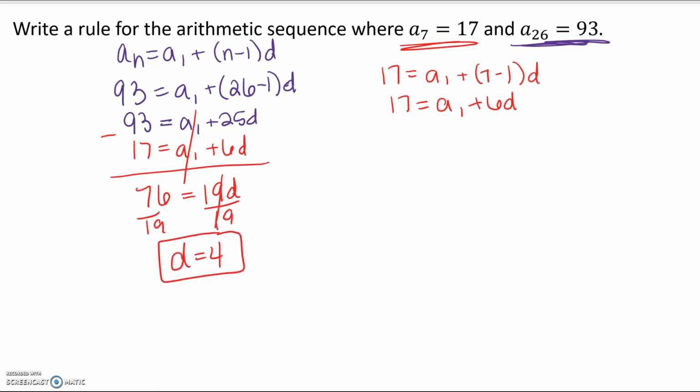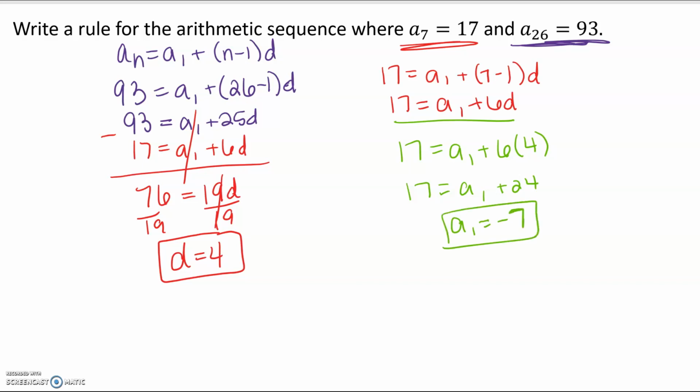So that's going to be a big help for us because now we can plug that information in to find our first term. So I'm going to use this right here that says my first term plus 6 times 4 should equal 17. So this is going to help me solve for my first term. I'm going to multiply 6 times 4, I get 24. Subtract that from the other side, and I get my first term is negative 7. Okay, and now I finally have enough information to find my final rule.